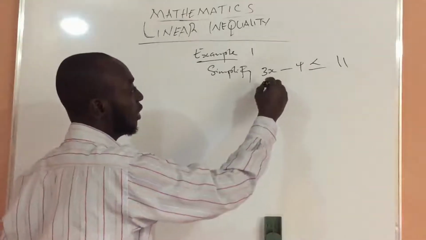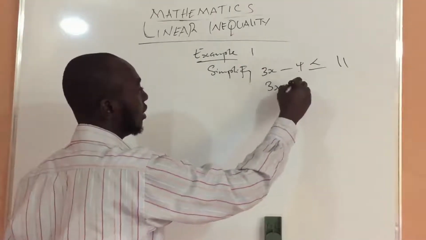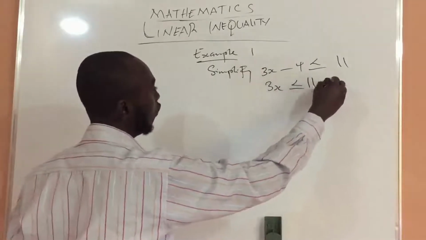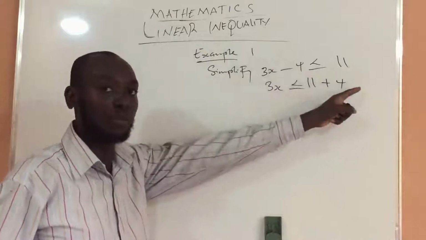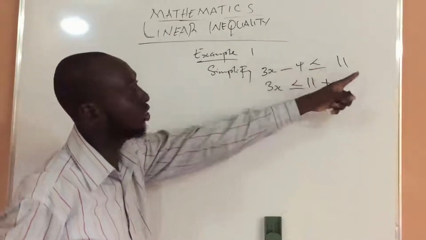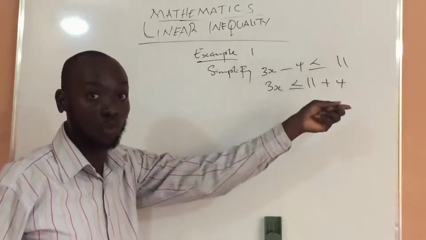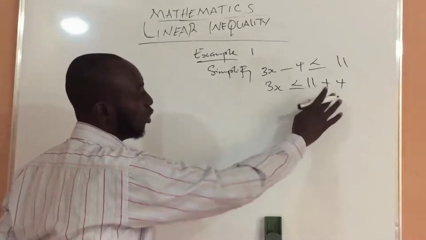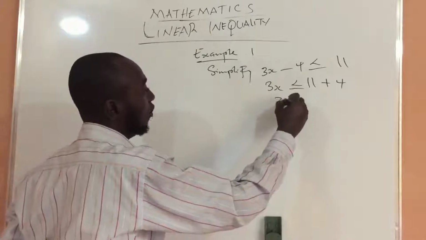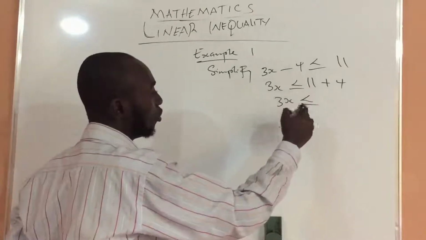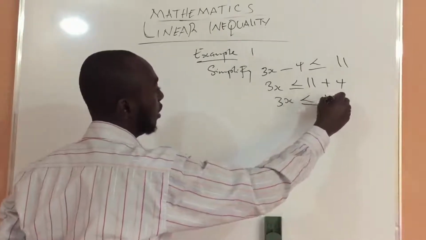So I'm going to have 3s is less than or equals to 11 plus 4. What I just did here was collect like terms. I took this minus 4 to the other side, and it changed to plus 4. So I have 11 plus 4, which gives us 15. So you have 3s is less than or equals to 15.